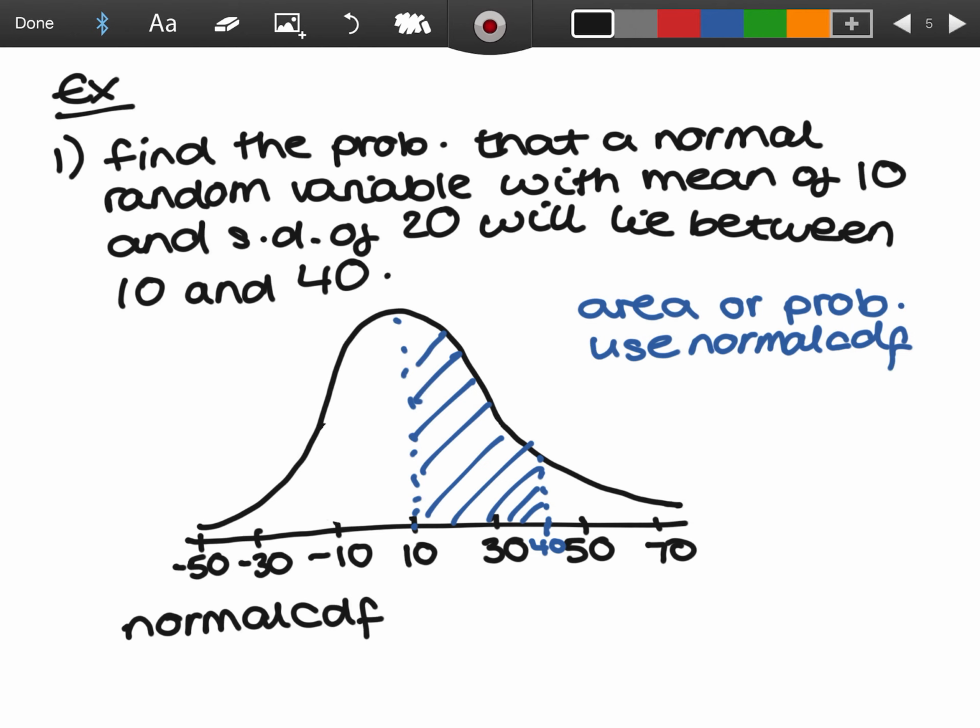One's actually easier than the other, but I want to do it both ways to show you that it does work. Okay. So I'm going to use normal CDF because I'm looking for an area or a probability. Now, when you use normal CDF, it asks you for a lower bound, an upper bound, a mean, and a standard deviation. In this case, you have both a lower and an upper bound. They are strict lower and upper bounds.